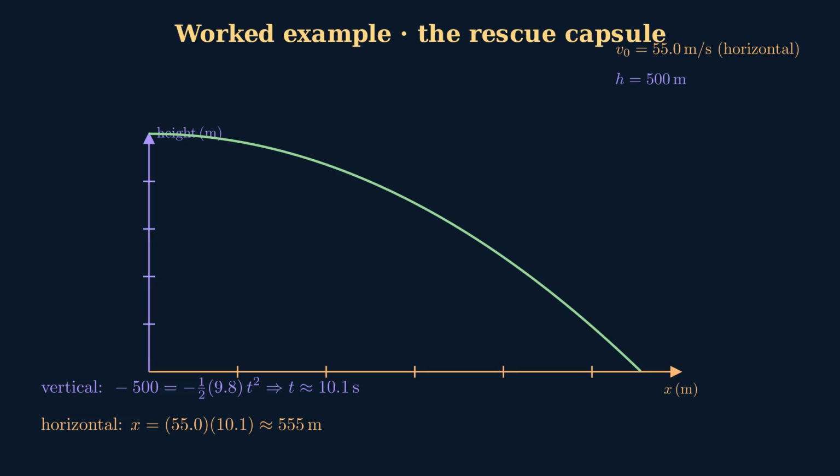So the capsule keeps the plane's forward speed the entire way down and lands roughly 555 meters ahead, directly beneath the plane. Split it, solve it, recombine it.